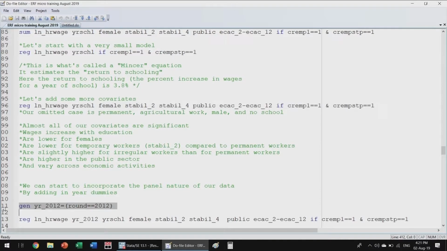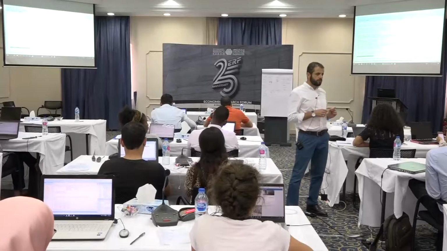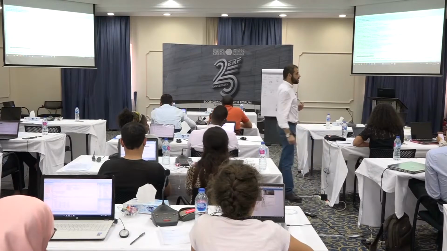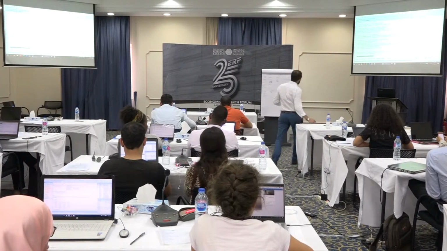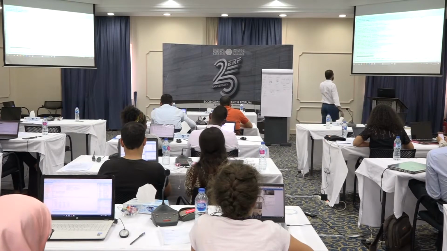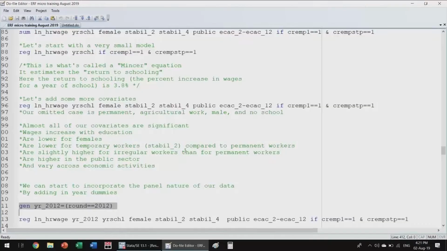So I will generate one of the things. Remember, for the pooled OLS, we said that what I can do in the beginning is to introduce a year dummy to control for the unobservables at the year level. So I will create a new dummy variable that takes the value of 1 if we have 2012 and 0 otherwise. And that's what we have here.